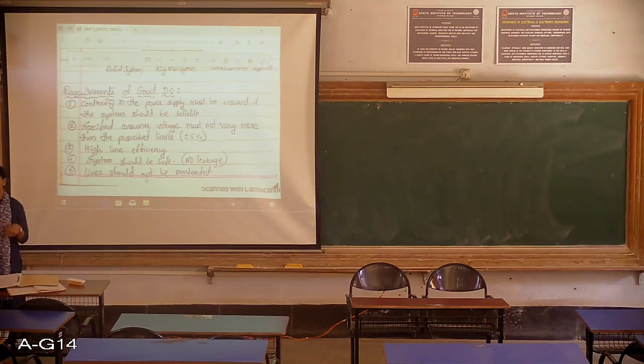Whereas in the ring main, there are various tappings provided, and the consumer is fed from various different points. So if one point is under a faulty section, you can just isolate that part and the supply can be resumed from the other points where the supply was given. So here continuity of the supply should be ensured.